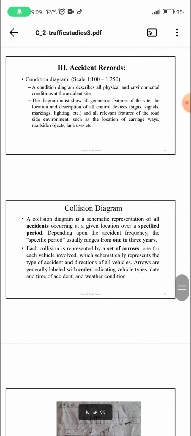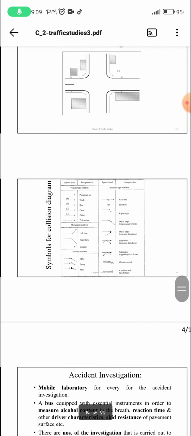Collision diagram: a collision diagram is a schematic representation of all accidents that occurred at a given location over a specified period. Depending upon the accident frequency, the specific period usually ranges from 1 to 3 years. Each collision is represented by a set of arrows, one for each vehicle involved, which schematically represents the type of accident and direction of all vehicles. Arrows are generally labeled with codes indicating vehicle types, date and time of accident, and weather condition.